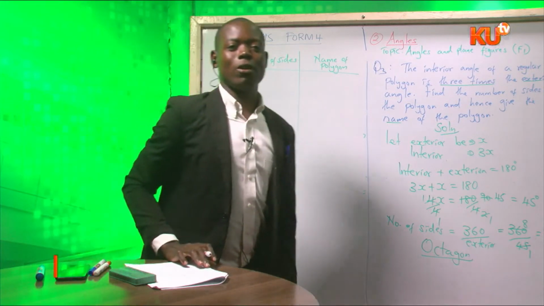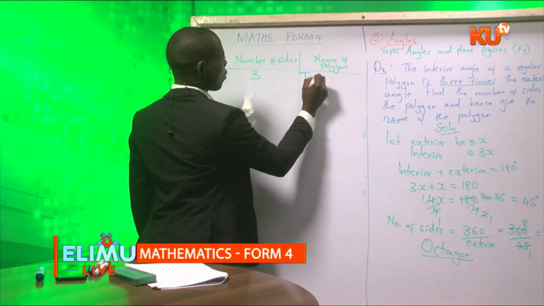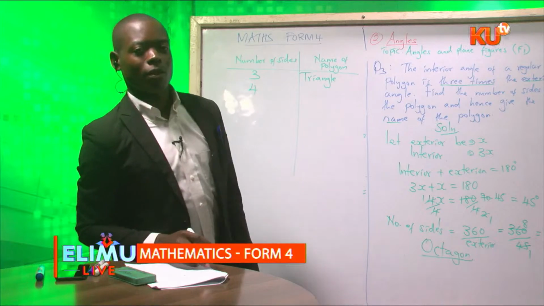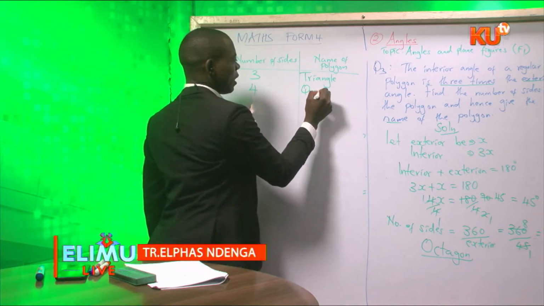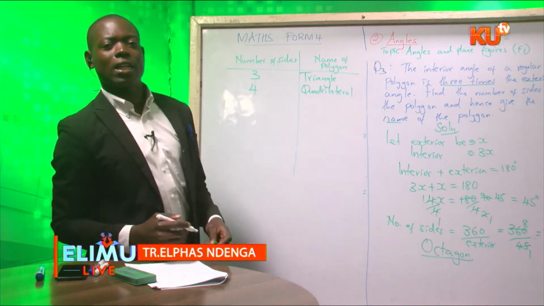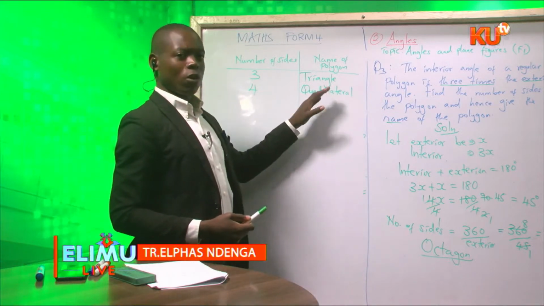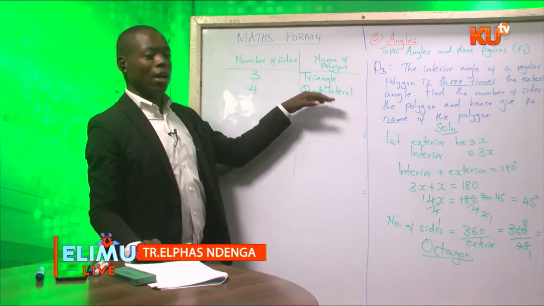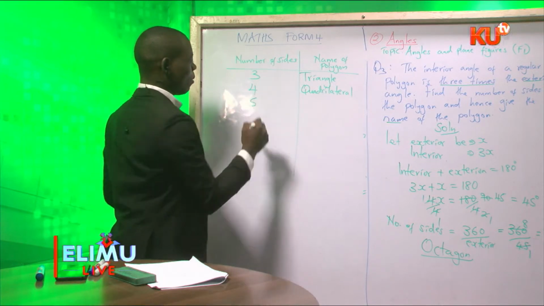How do you call a polygon with 3 sides, students? Yes, this is called a triangle. I have 4 sides, students. 4 sides. Good, a quadrilateral. And why not a rectangle? Why not a square? Squares, rectangles, parallelograms, rhombus, those are examples of quadrilaterals. So a polygon with 4 sides is called a quadrilateral. 5 sides. How do you call a polygon with 5 sides?